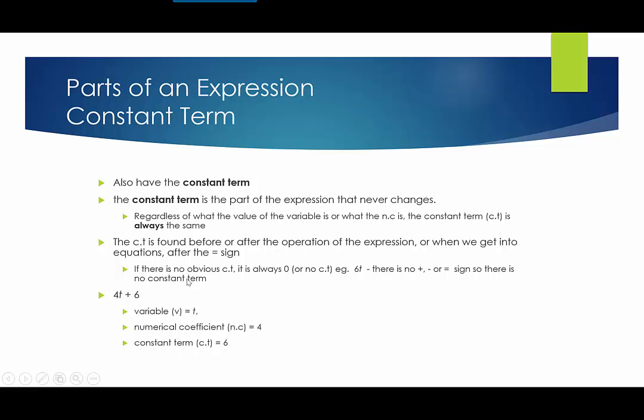Now this comes back to, if there's no obvious constant term, then it's always 0 or no constant term. So with just 6t, there is no plus or minus sign or an equal sign, so there is no constant term attached to that. Here's a positive sign or a plus sign, and a 6, so our constant term is 6. If we had an equal sign here with a number at the end, then we could also say that 6 and whatever this equation equaled could be constant terms, because that's never going to change either.